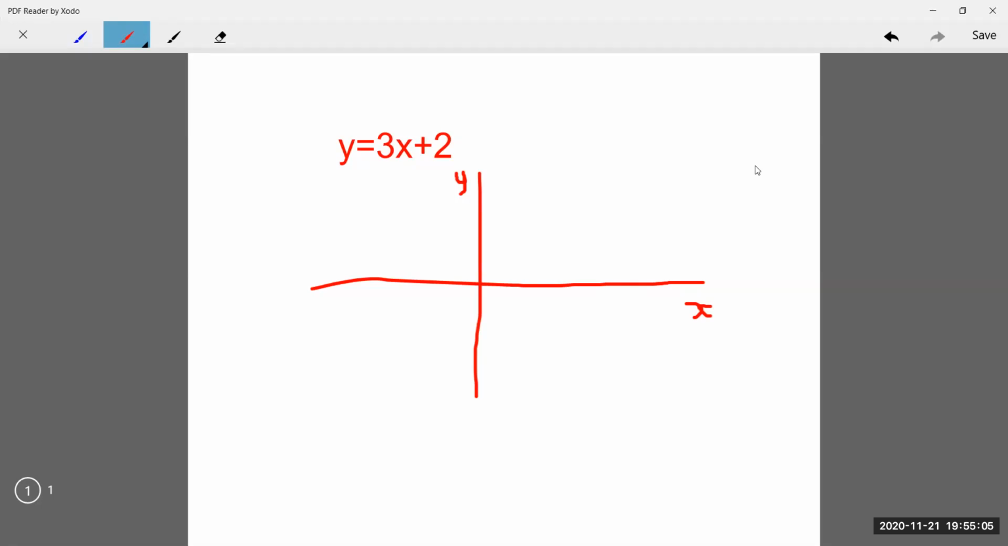How do you sketch this line, Marika? It would be the y-axis. What about the y-axis? 2. So the point would be 2. It passes through 2 and it has a positive gradient of 3, doesn't it? Yes. How do you sketch a line with a positive gradient?